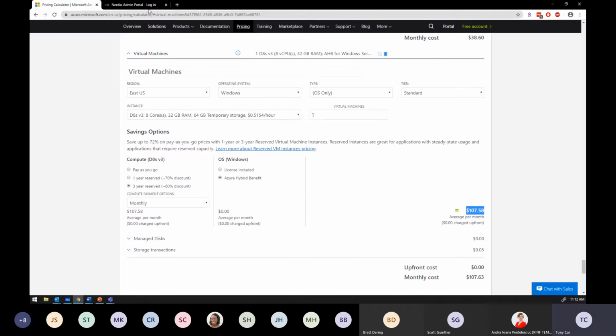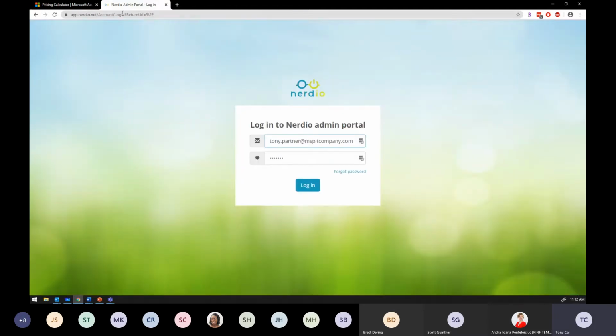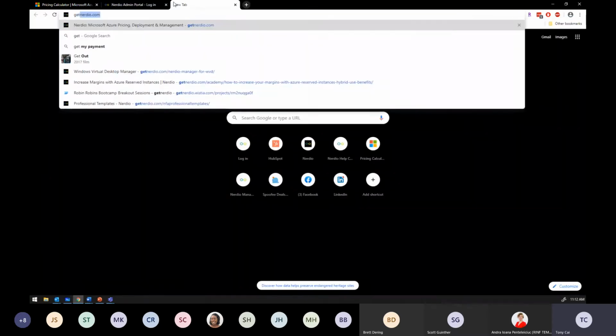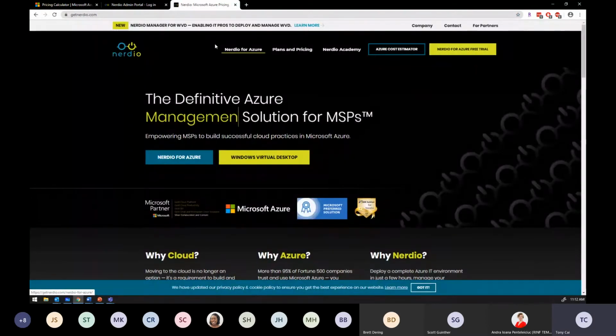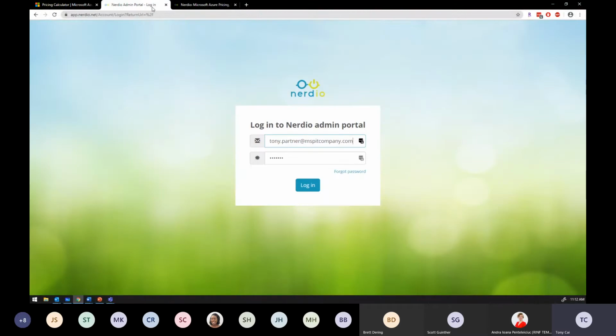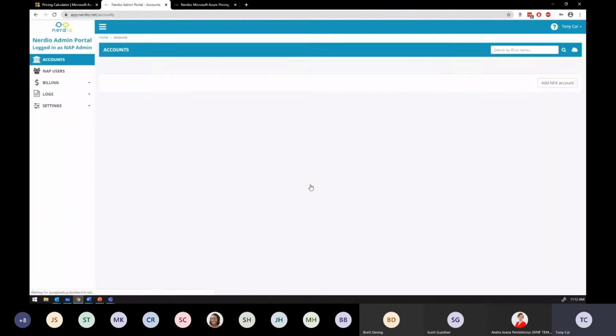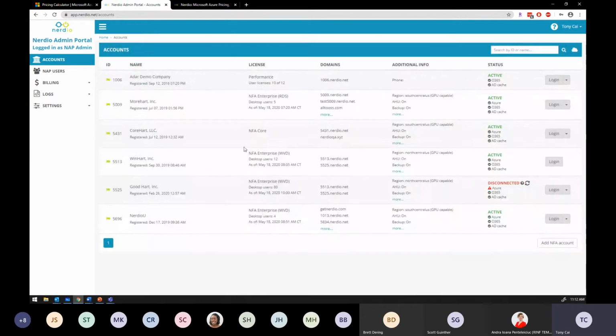So let's actually head over to the Nerdio admin portal, which is at app.nerdio.net. For you guys that want to use this, just head over to getnerdio.com, and you'll be able to access the Azure Cost Estimator or sign up for a free trial of Nerdio and use the calculator at your own convenience. So once you log in to the Nerdio admin portal, the first thing you're going to do is head over to billing, and hit the NFA Cost Estimator, Nerdio for Azure Cost Estimator.